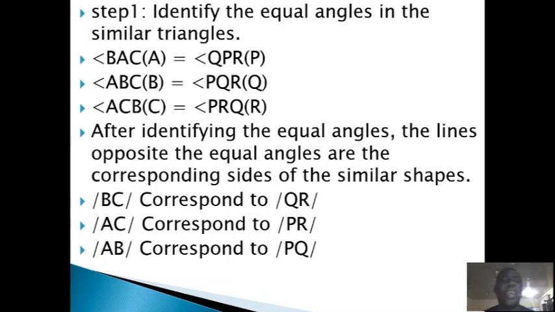If angle A is equal to angle P, angle B is equal to angle Q, and angle C is equal to angle what? R. So now let's look at this. We say that angle A is equal to angle P. So that means that the lines that are opposite angle A and angle P are what? Corresponding.